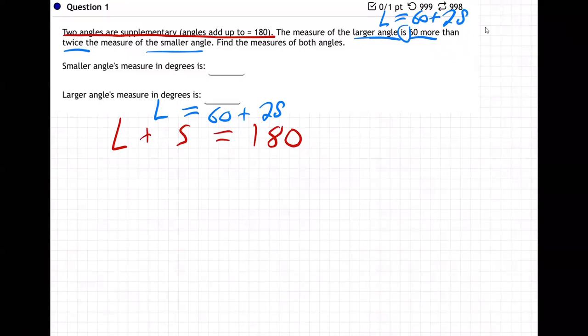Now, we need to solve. Oh, by the way, I know what I want to say. What if it said less? What if this said 60 less than twice the smaller? Remember, that would be the 60 would be subtracted at the back. I just want to remind you in case you have that version. So if it said 60 less than, remember that always that 60 goes at the back.